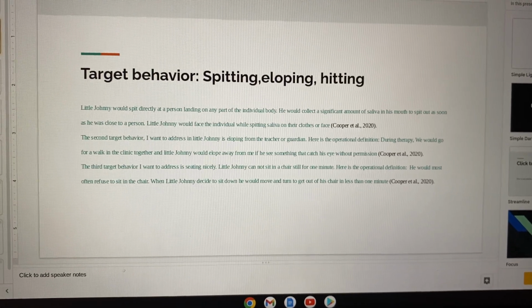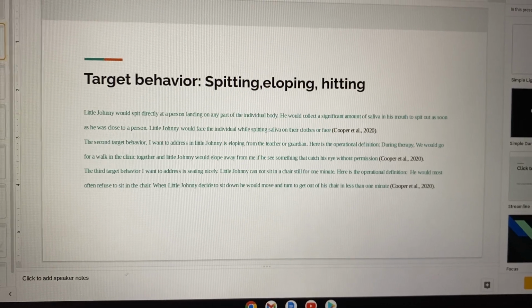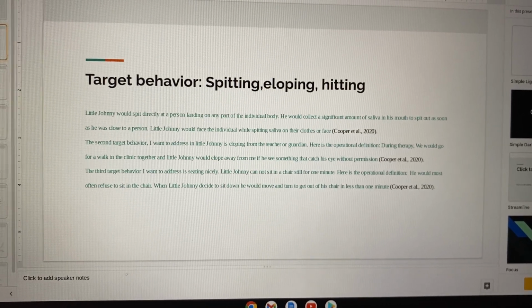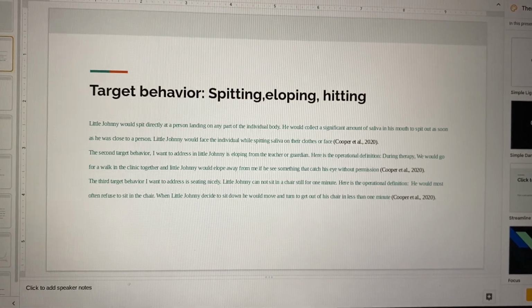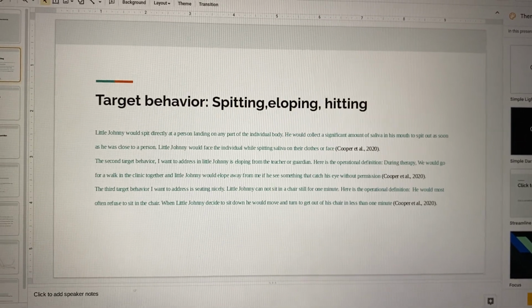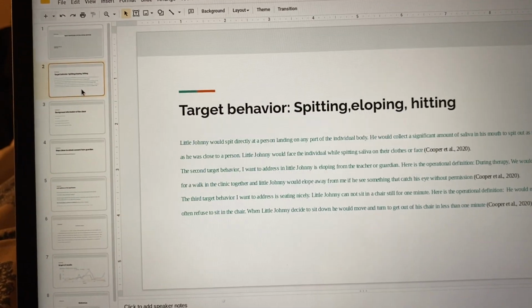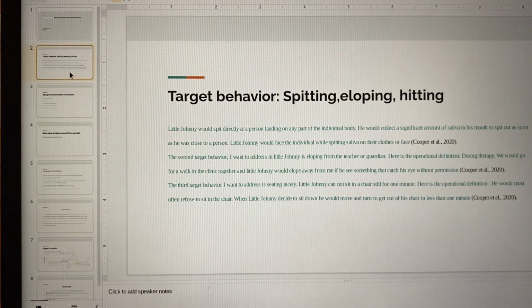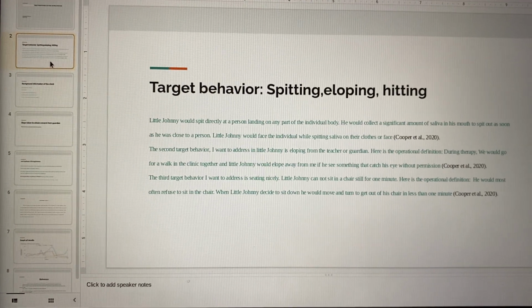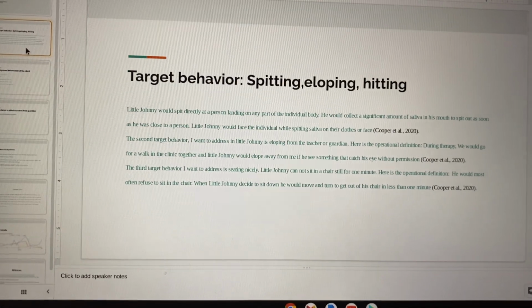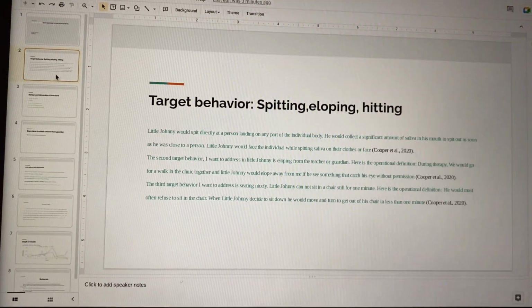The third target behavior I want to address is sitting nicely. Little Johnny cannot sit in a chair still for 1 minute. Here's the operational definition. He would most often refuse to sit in a chair, and when Little Johnny decides to sit down, he would move and turn to get out of his chair in less than 1 minute.